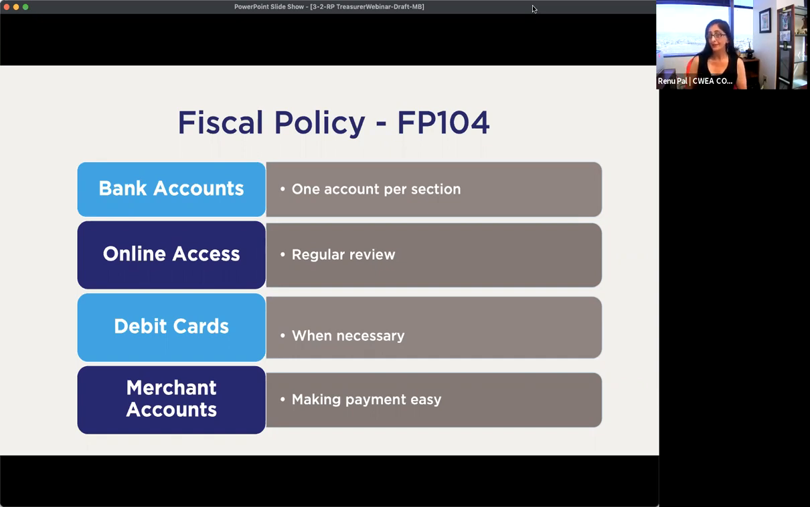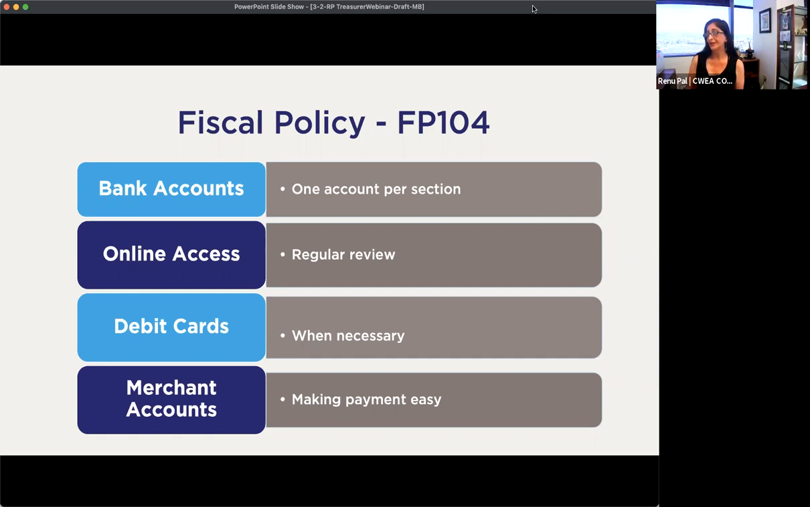We do have debit cards linked to the different bank accounts. We try not to make a habit of using debit cards because they are linked to an individual. And every time there's a change of an individual, that debit card has to then be canceled and a new one has to be issued. And to protect the volunteers more and to be able to maintain all the right signatures, we try not to hand out debit cards, but when necessary, they are available.